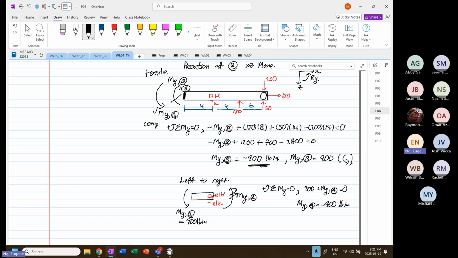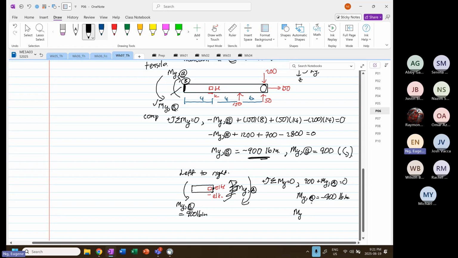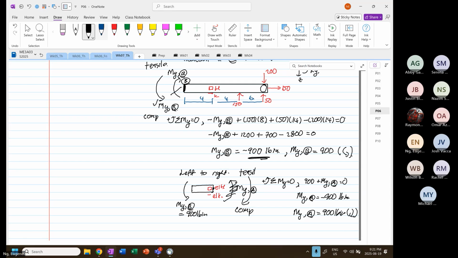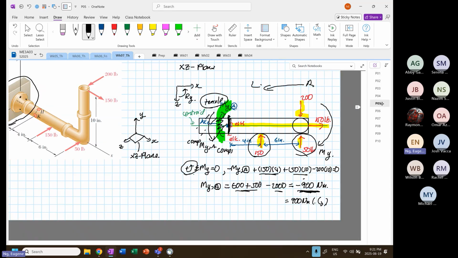So minus 900 pound inch means this direction is wrong. This is the valid direction. So MY at point A is equal to 900 pound inch, and it's in this direction. Down here is compression, up here is what? Tensile. So if you go back to the previous method, this is compression, this is tension. I know I've been like an old tape recorder.